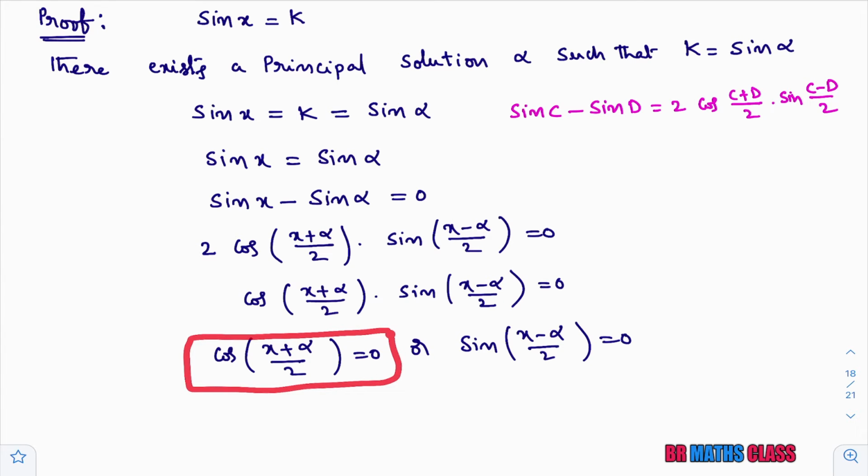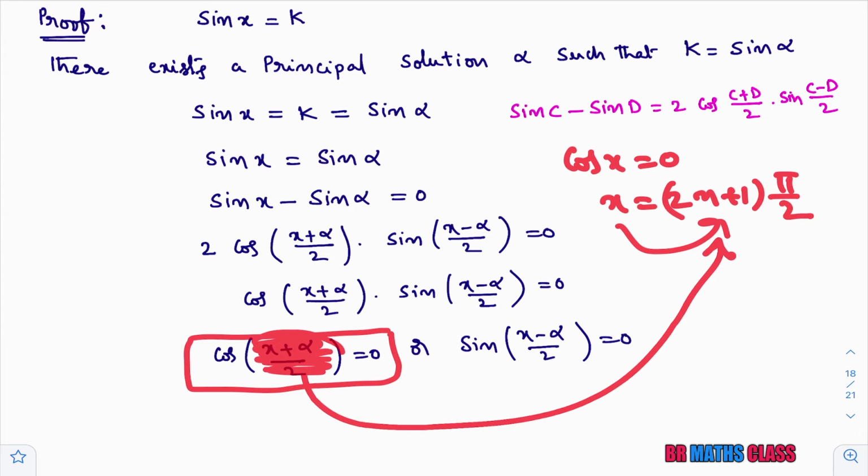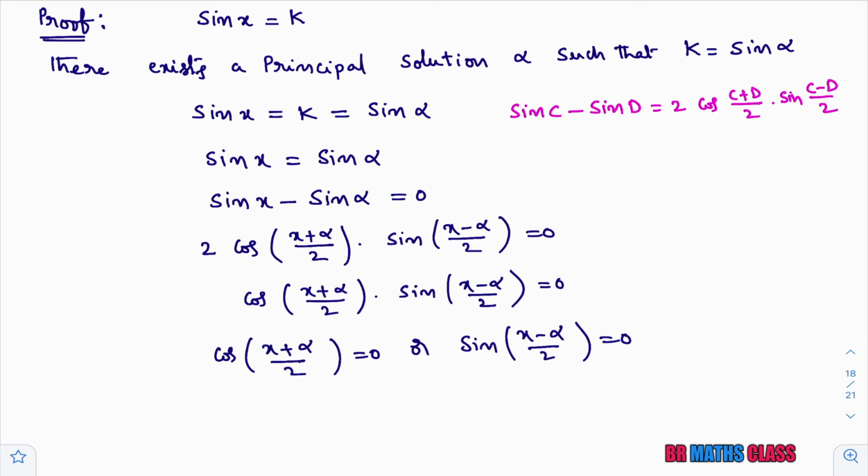You look here, cos x equal to 0 form. We learned the general solution for cos x equal to 0, result number 2. The general solution for cos x equal to 0 is (2n plus 1) into pi by 2. Whenever cos x equals 0, x equals (2n plus 1) pi by 2. Here, this is x. It is like cos x equal to 0. When cos x equals 0, x can be written as (2n plus 1) pi by 2. In place of x, here (x plus alpha)/2 is there. So (x plus alpha)/2 equals (2n plus 1) pi by 2.